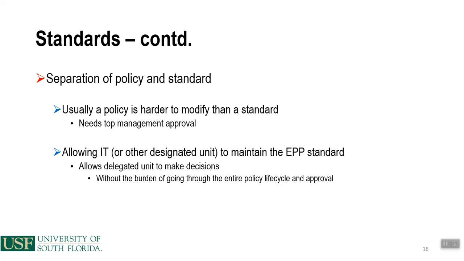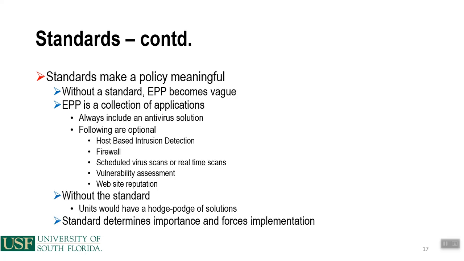And this goes without the burden of going through the entire policy lifecycle and approval, which we'll get into in later slides. Standards make a policy meaningful. Without a standard, the EPP becomes vague. So in that example that we saw, EPP is a collection of applications. It almost always includes an antivirus solution, and the following are options: host-based intrusion detection, firewalls, vulnerability assessment, and so on and so forth. Without the standard, the units would have a hodgepodge of solutions, but the standard determines an importance and forces implementation accordingly.